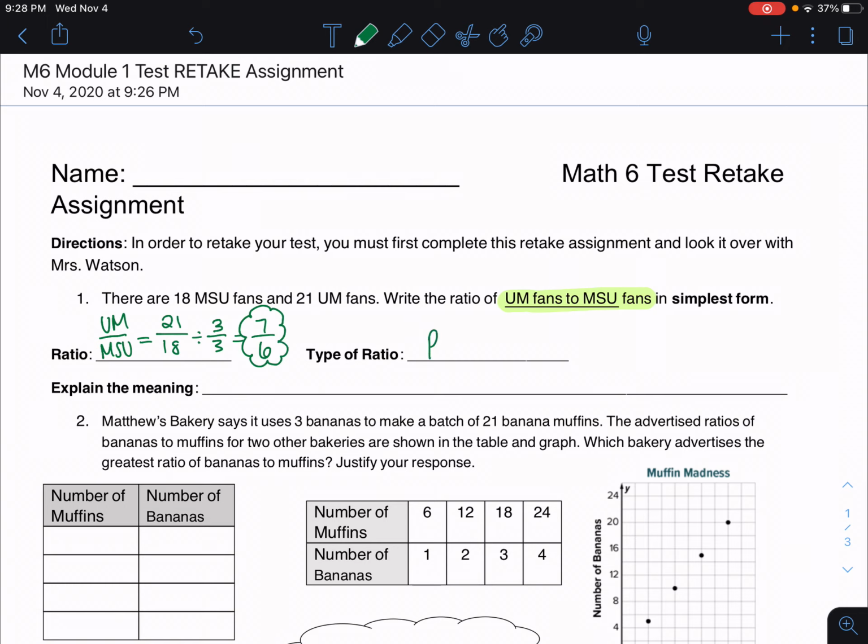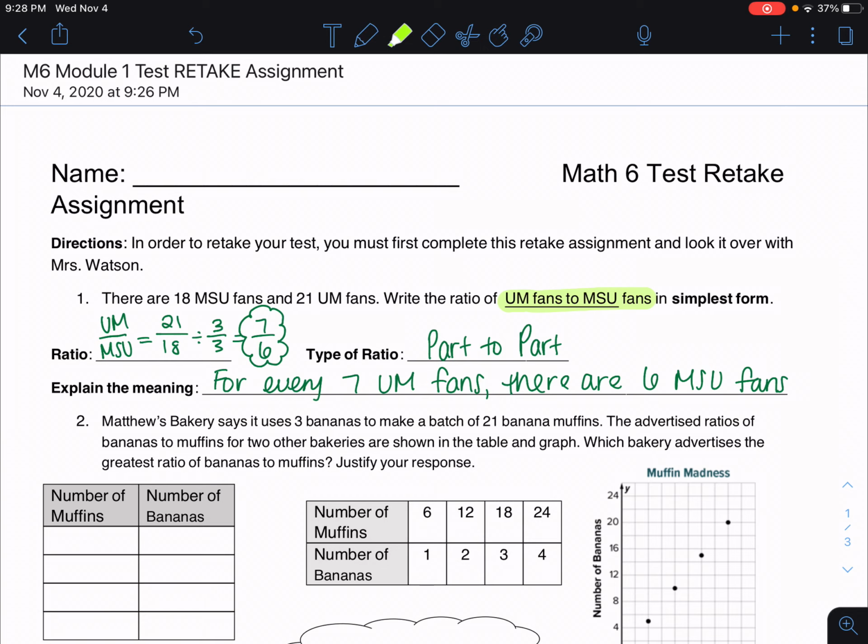This is a part-to-part ratio because they do not give you a total. They are giving us two parts, the MSU fans and the U of M fans. They do not give us the total number of fans. To explain the meaning, I'm going to say for every 7 U of M fans, there are 6 MSU fans.